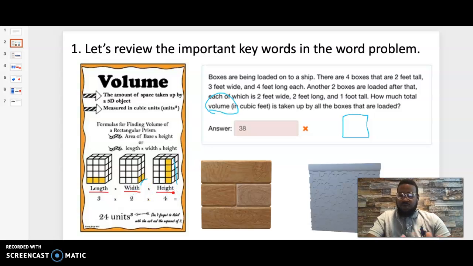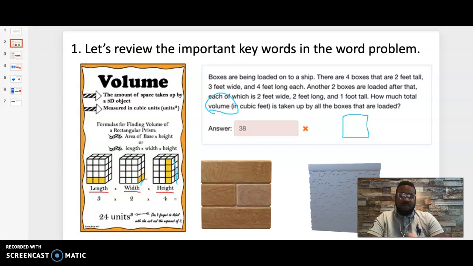So now we're going to look deeper into this problem to see how we can understand that a little bit more to solve the problem, how we can use volume to help us solve the problem.